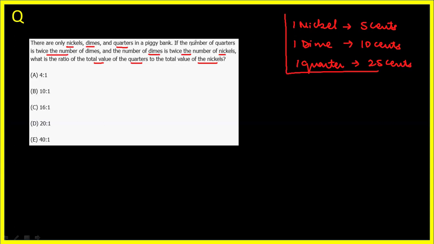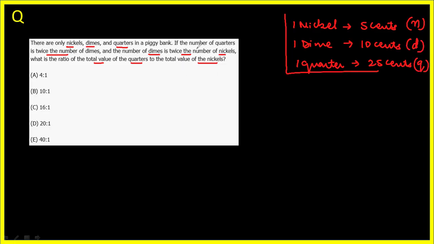So starting with the question: how many quarters are there? We don't know. How many nickels are there? We don't know. Similarly, dimes. Let's say the number of nickel coins is n, the number of dimes is d, and the number of quarters is q.